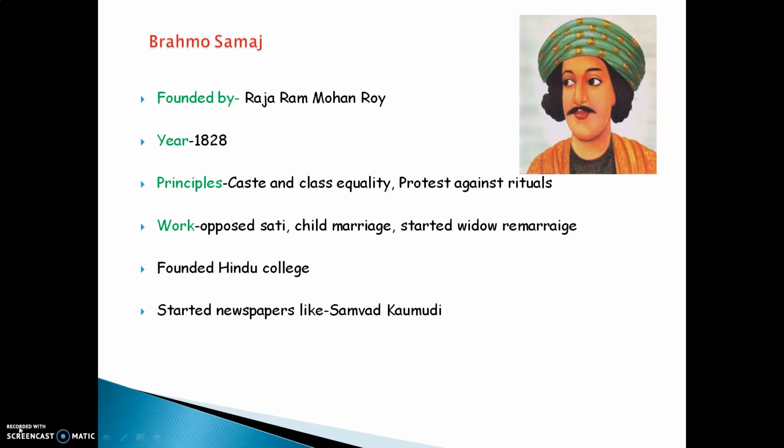Child marriage: children, when they were born, were married by their parents. They also started widow remarriage. Since the act of sati was stopped, there remained widows in society. The widows were then allowed to get married again. That was called widow remarriage. He also founded the Hindu College for Hindus to get educated. He started newspapers like Samvad Kaumudi. All this work was done by the Brahma Samaj to change the society of Indian culture.